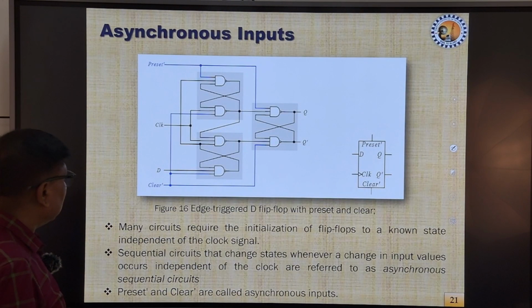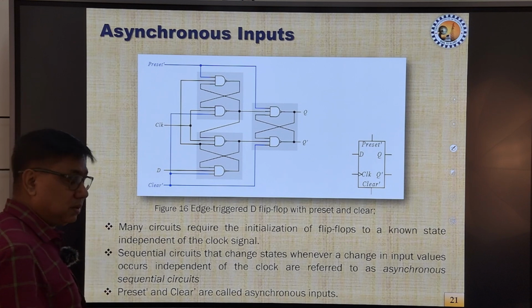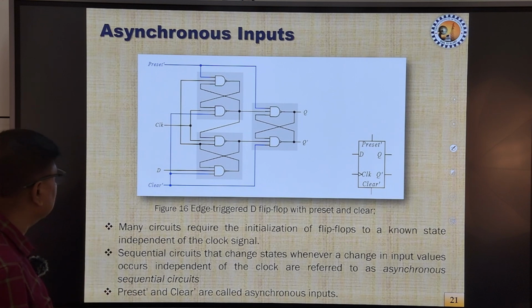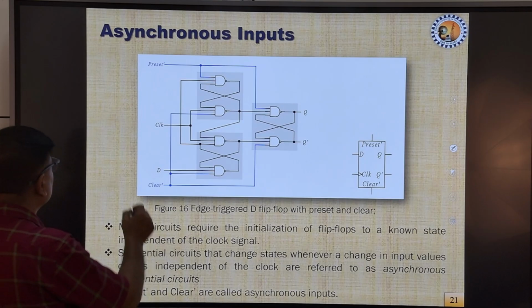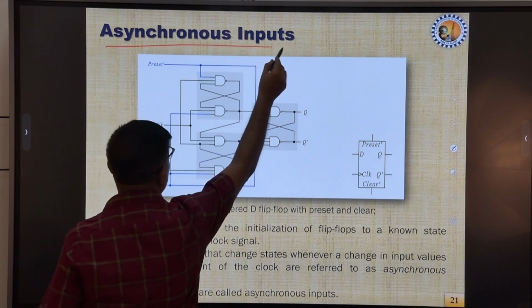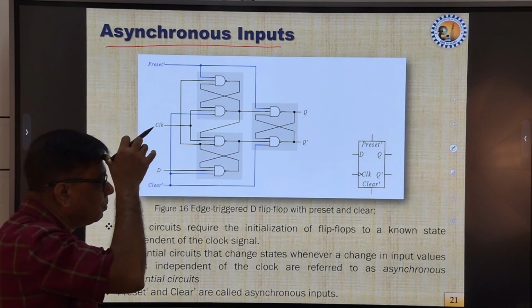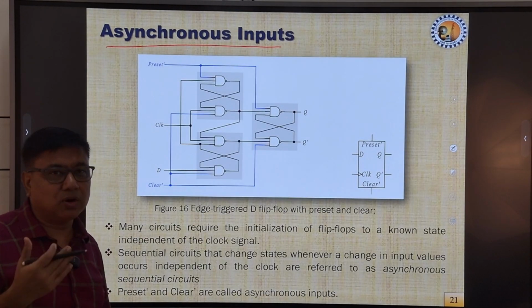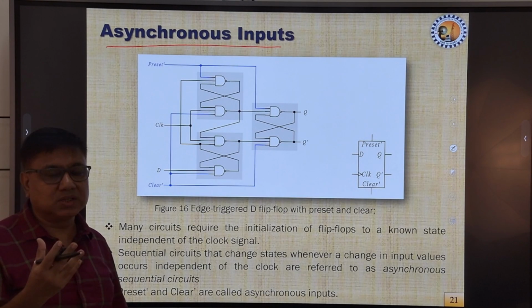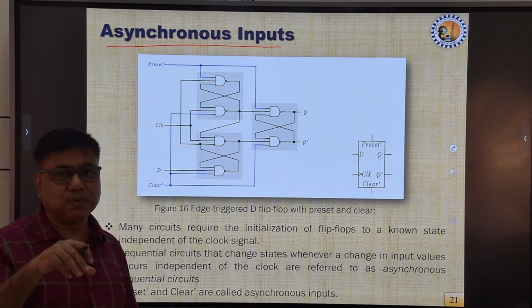Moving ahead, in the initial few minutes, I have discussed asynchronous inputs in the flip-flop. So, what is the asynchronous input? See, when we start an operation, a sequential circuit where there is a flip-flop.